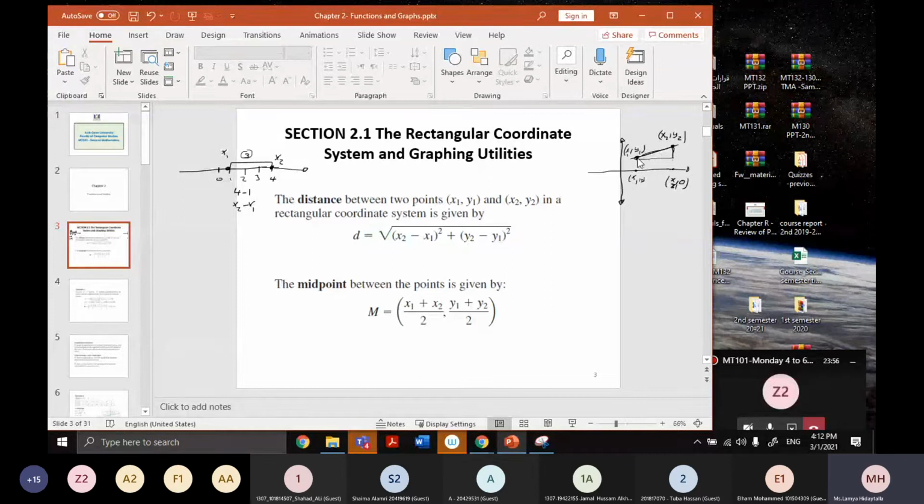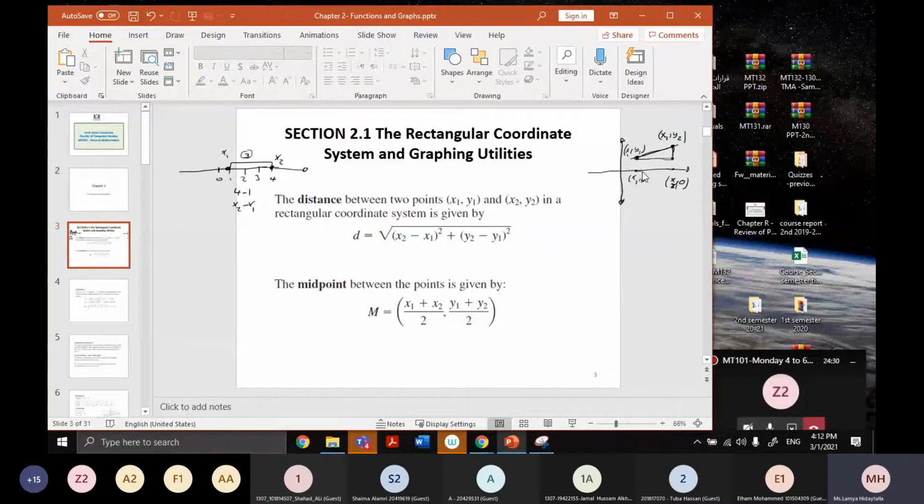What does the Pythagoras theorem say? The square of the hypotenuse is equal to the addition of the squares of the 2 other sides. This one squared plus this one squared is equal to this one squared, correct? The square of the hypotenuse equals the sum of the squares of the other two sides. That is the theorem. Okay, so first of all, what is this distance from here to here?